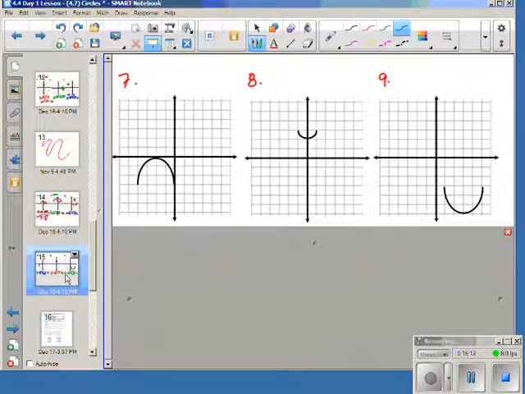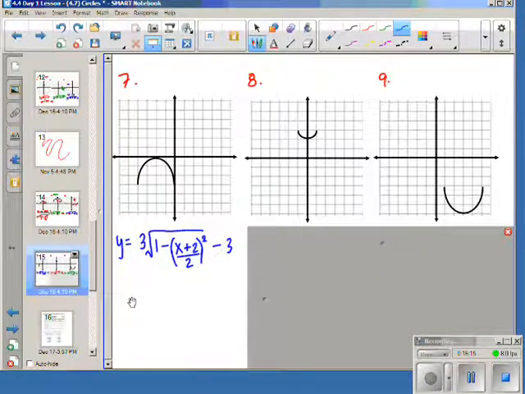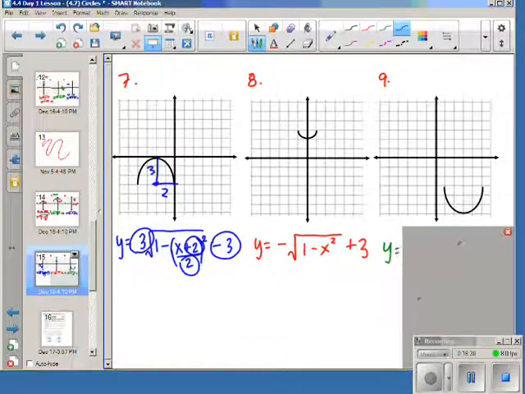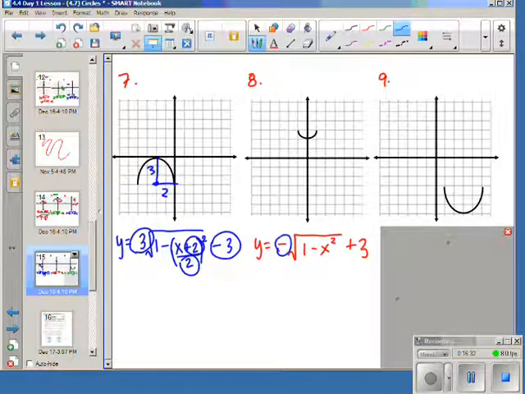Pause it. All right, so this should be the answer to the first one. Find your center. It's gone to the left 2, it's gone down 3. So that's the left 2 part, that's the down 3. Vertical radius is 3, horizontal radius is 2. 3 goes outside, 2 goes under the x squared. Next one, I have a negative out front automatically because it's the bottom half of my circle.